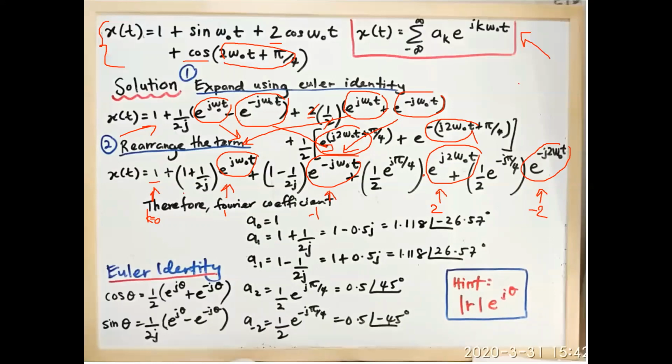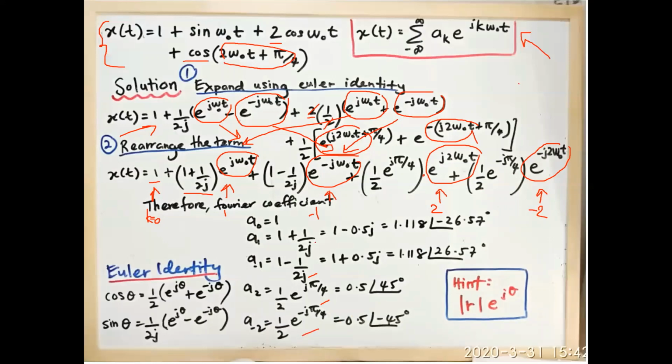A1 is 1 plus 2j, okay, 1 over 2j. So we have this value. A minus 1 is here. So you have 1 minus 1 over 2j here. A2 is this part. So you have 1 over 2 e^(j pi over 4). So you have this one. And lastly, you have A minus 2. The value is 1 over 2 e^(minus j pi over 4).